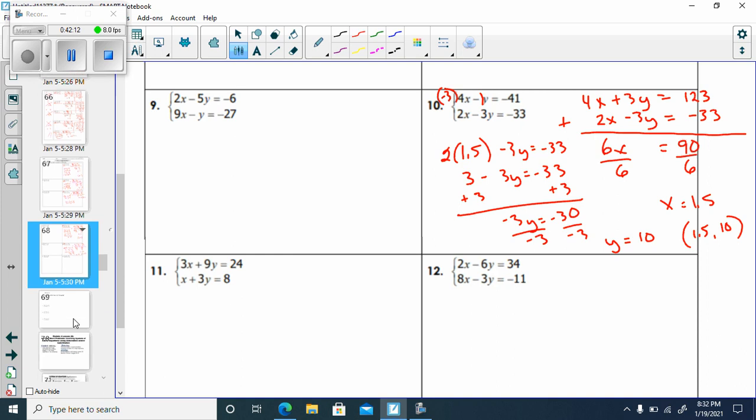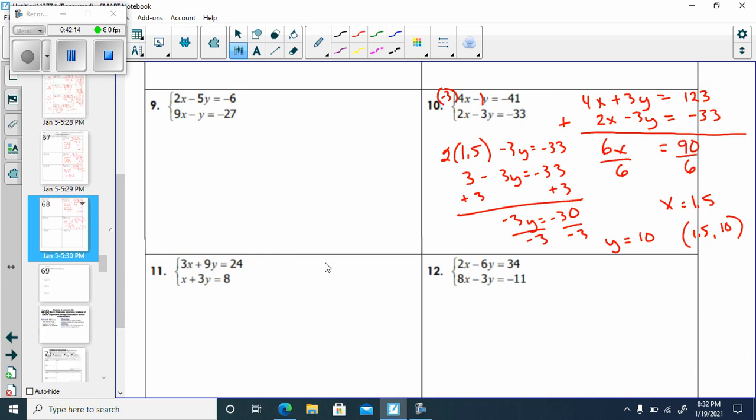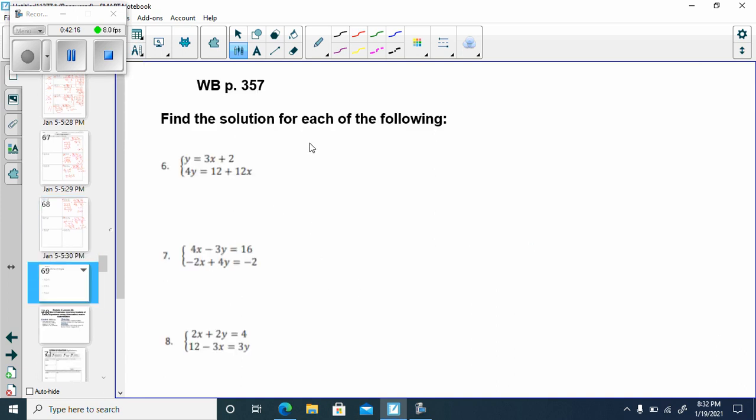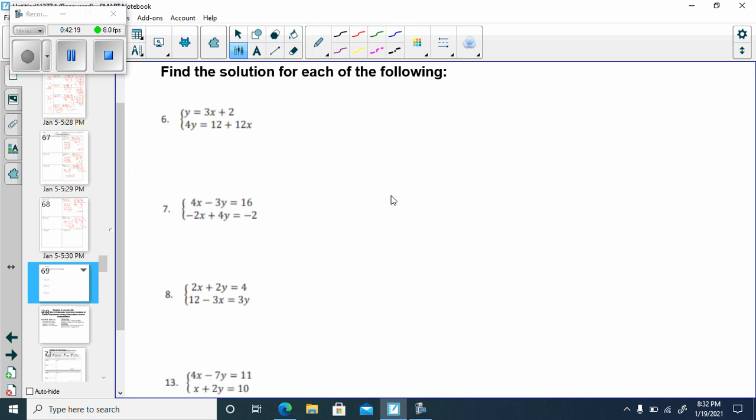That's the last one we're going to work on this. There's a couple of them in the workbook. If you want to try these, they're on page 357.